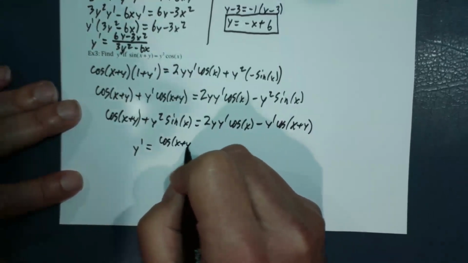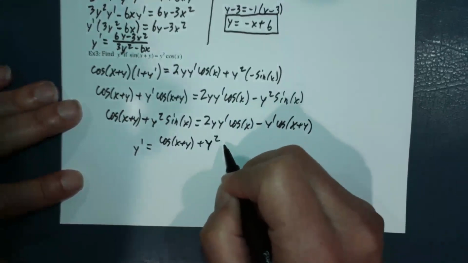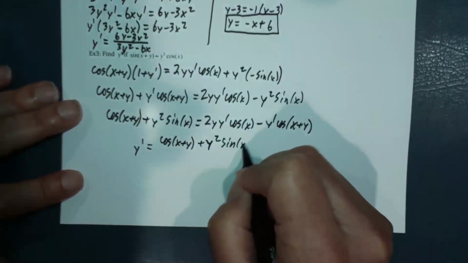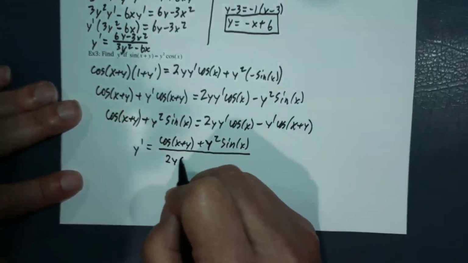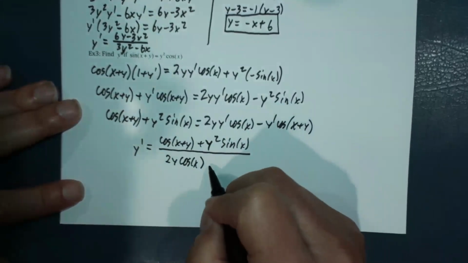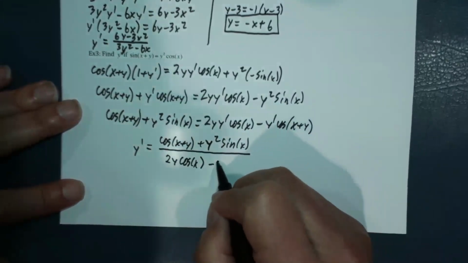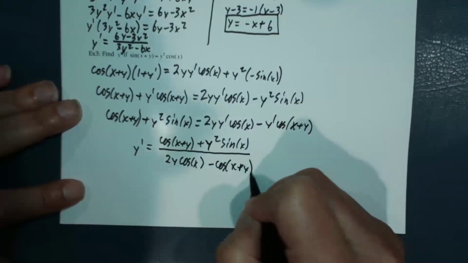cosine of x plus y squared, that's a y, times the sine of x divided by 2y cosine x minus cosine x plus y.